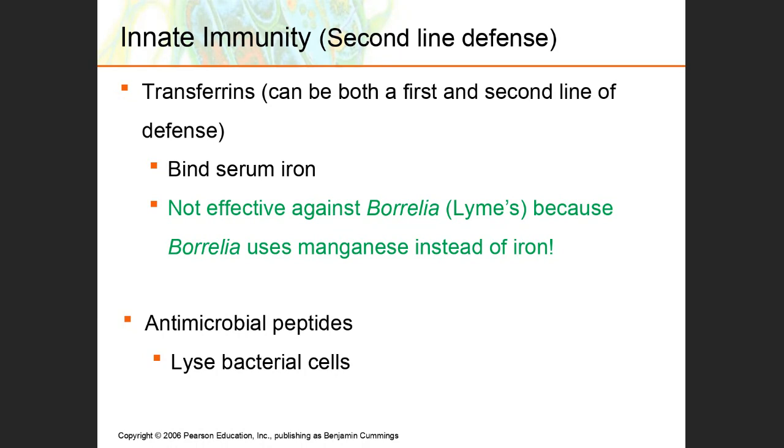And then we all produce a variety of antimicrobial peptides, way too many to mention, but they help to lyse bacterial cells. So we have all these non-specific defenses which are constantly working. You're constantly fighting all kinds of things without even knowing about it. It's only when they get through your first and second line defenses that you know about it, because that pathogen is now causing disease.